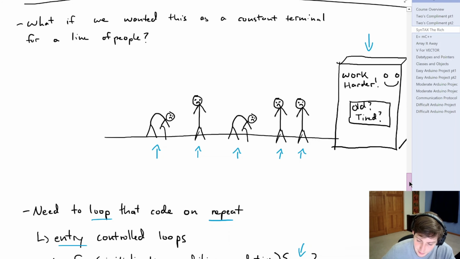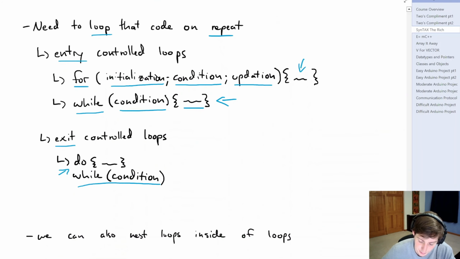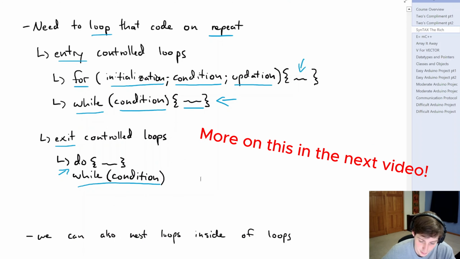Now to end this video, there's something else we can do that's also of use, and that's going to be nested loops or nesting loops. And what this really means is that we can place loops or nest loops inside of other loops.